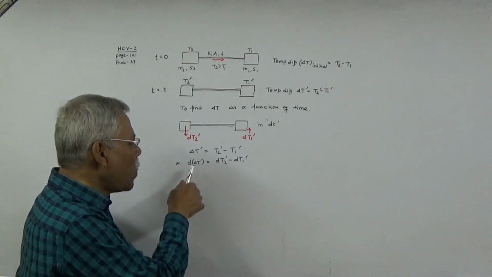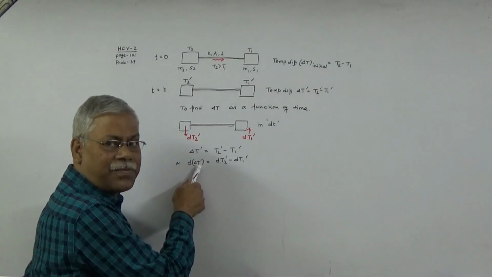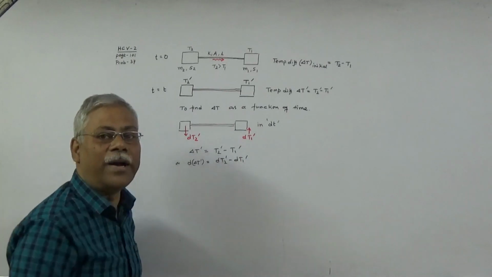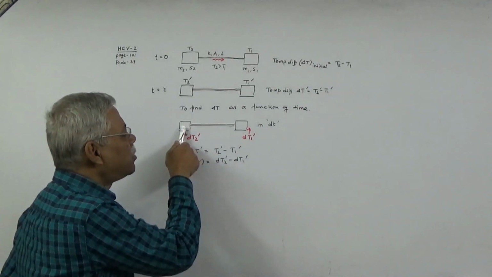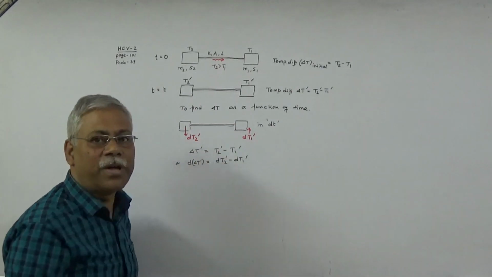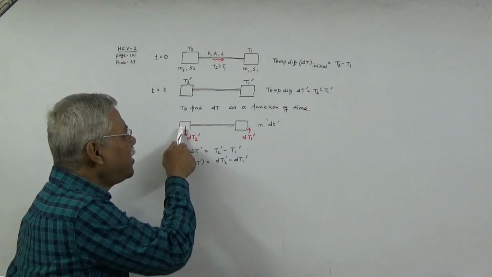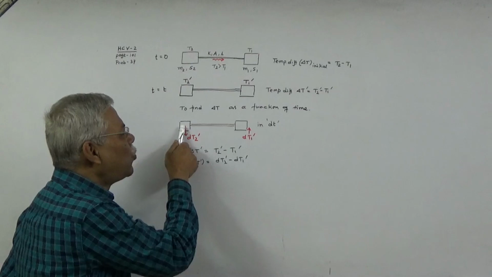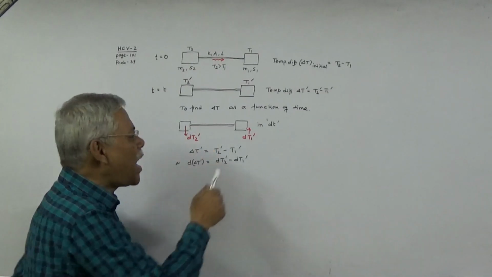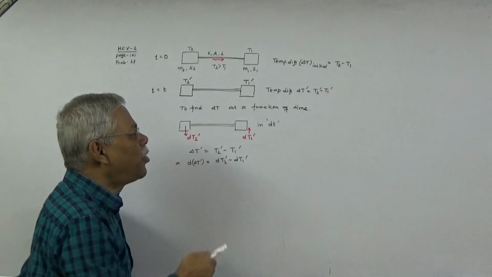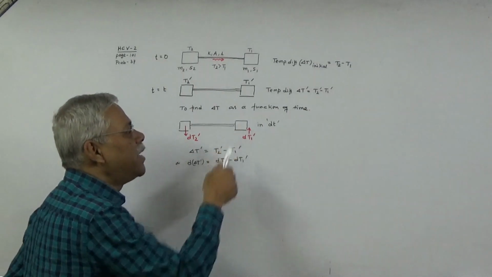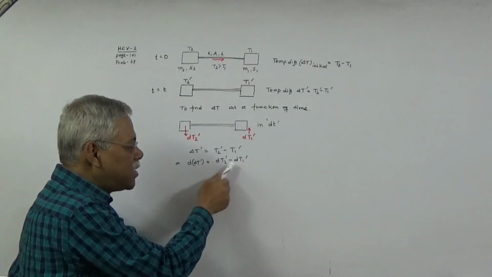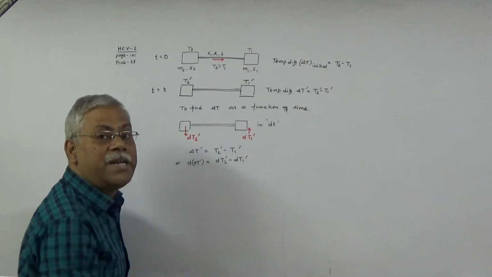So in order to find del T as a function of time, we have to get dT2 dash and dT1 dash. That means the drop in temperature of this body and the rise in temperature of the other body. In order to get the drop in temperature of this body, we must know how much heat has flown out of this body, and in order to get the rise in temperature of the other body, we must know how much heat has entered into this body in dt seconds, because these are the changes in temperature in dt seconds.